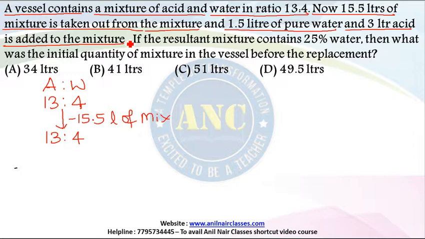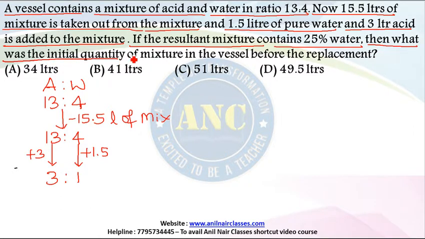Now in all the previous problems, I was adding any one of the parameter. Now both the parameters are being added. 1.5 liters of pure water is added and 3 liters of pure acid is added to the mixture. If the resultant mixture contains 25% water, 25% water means 75% acid. So the ratio will be 75:25, which is nothing but 3:1. Then what was the initial quantity of mixture in the vessel before the replacement? What was the initial quantity of mixture in the vessel is the question.